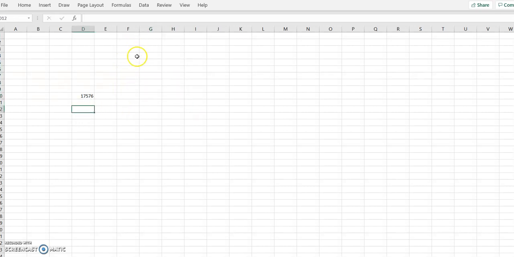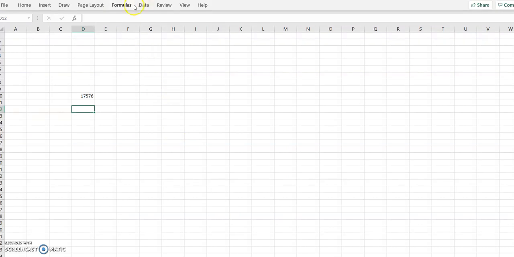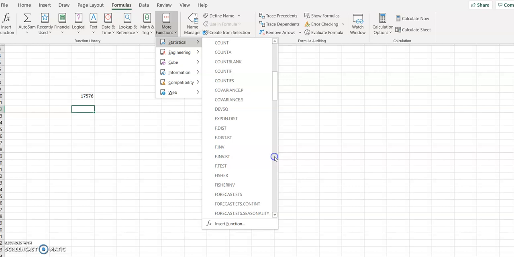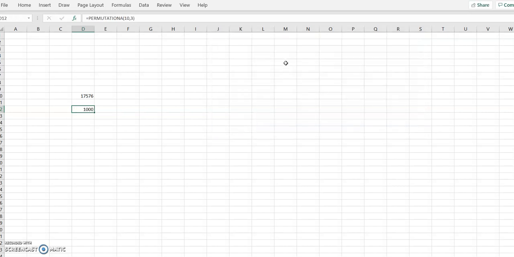All right, and then we have 3 numbers, right? Well, I assumed that 0 is possible, so there are 10 different numbers possible, 0 through 9, and we want 3 again. So this would be 10, 3 for the Excel. So same thing, formulas, more functions, statistical, permutation A, and we got 10, and we have 3.